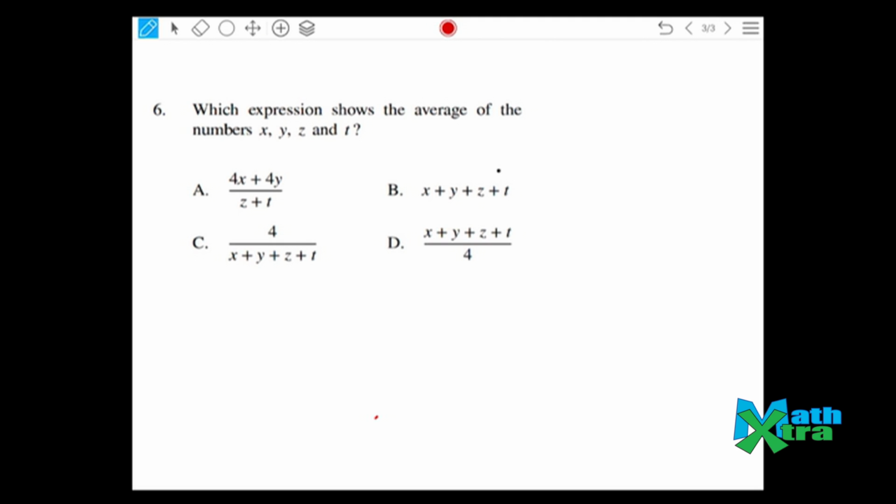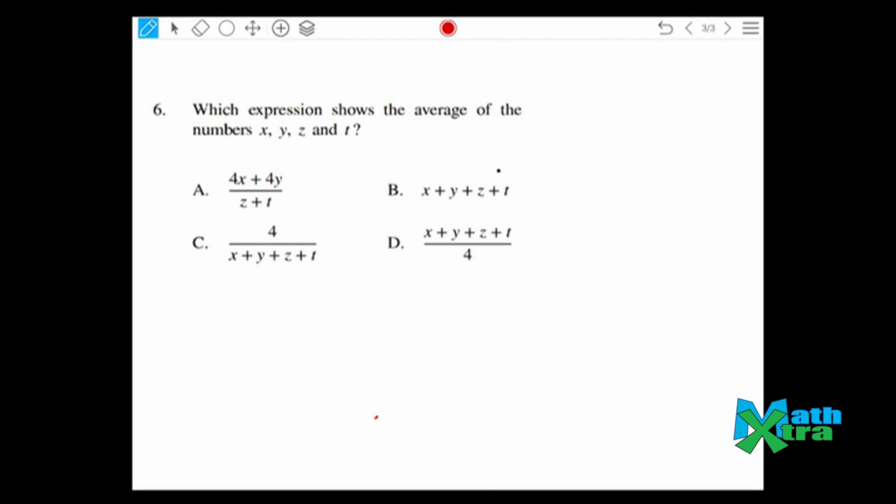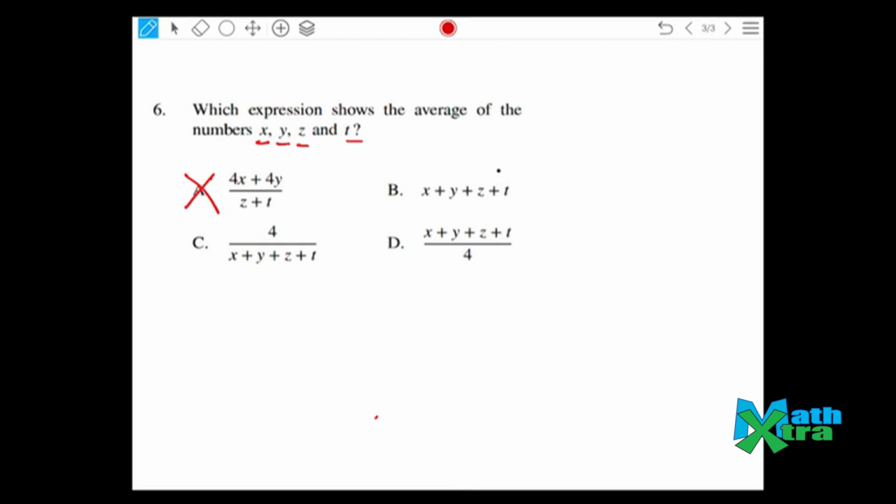So, what do we know? Before we choose our answer, let's do a process of elimination. I like test-taking skills when I'm unsure of myself. So I do know there's going to be 4 numbers, so I understand we're going to divide by 4 at some point. And I do know that we're going to add x, y, z, and t. They're different variables, which means they're different numbers, so we're not going to combine those. So automatically, I know that A is incorrect.